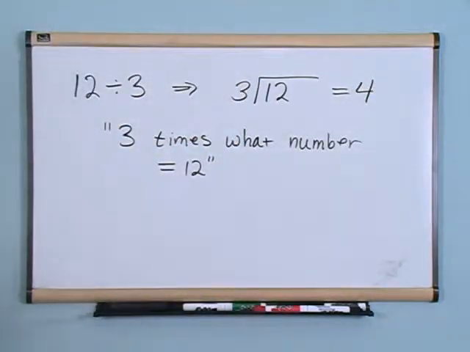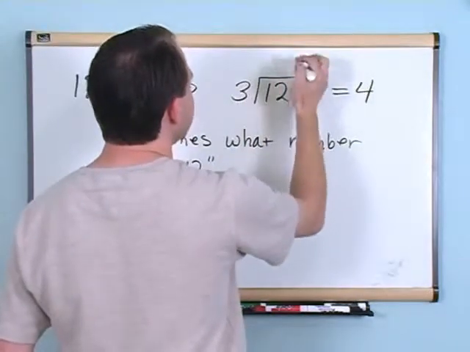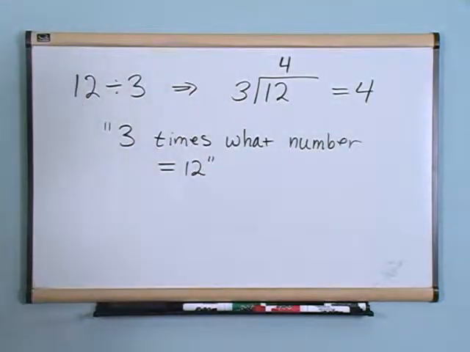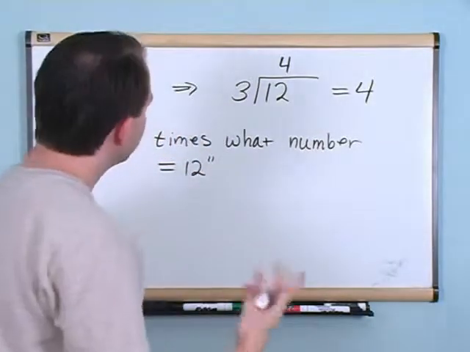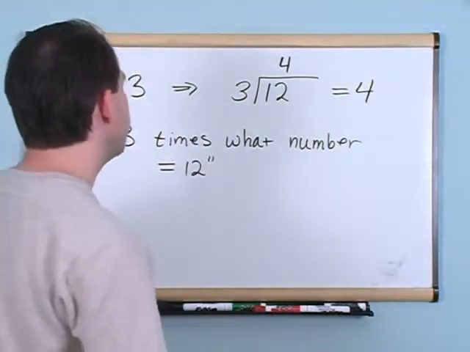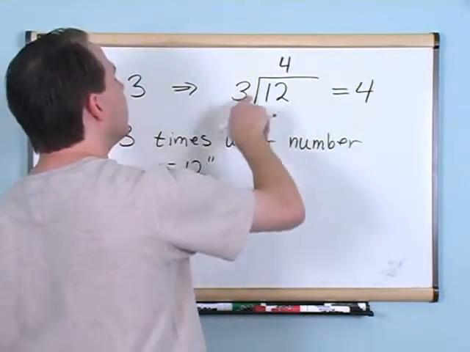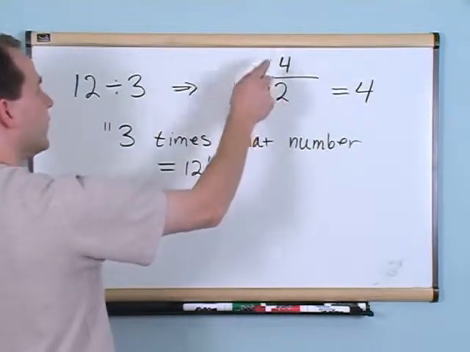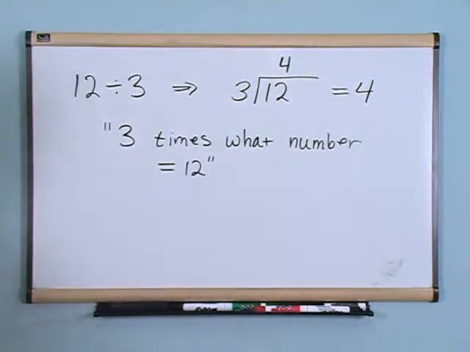Now I want you to get in the habit right now of putting the answer up above this line here. We can write the answer down here, or over here, but you will see later, you just have to trust me, it's very helpful and it's correct to put the answer up here. So we're just going to write the answer there. So all this means is 3 times 4 gives me 12. That's all division is, okay?